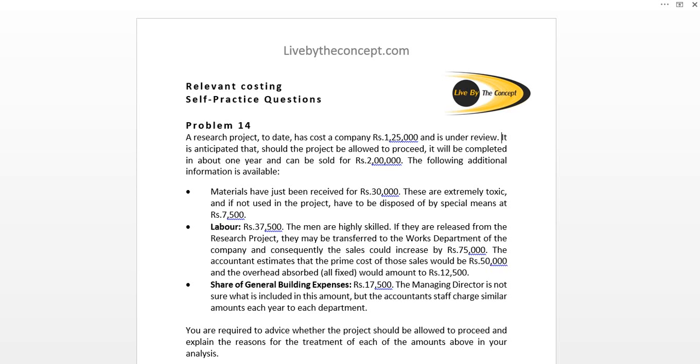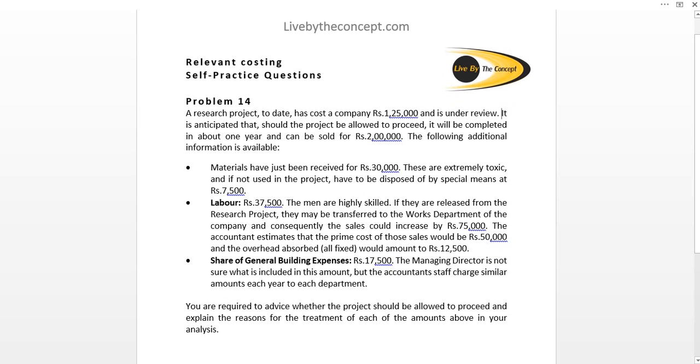The accountant estimates that the prime cost of those sales would be rupees 50,000 and the overhead absorbed, which are all fixed, would amount to rupees 12,500. The share of general building expense is rupees 17,500. The managing director is not sure what is included in this amount, but the accountant staff charge a similar amount each year to each department. You are required to advise whether the project should be allowed to proceed and explain the reason for the treatment of each of the amounts above in your analysis.